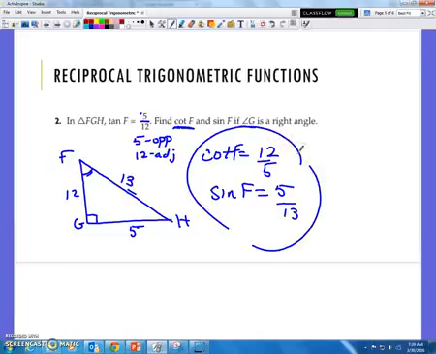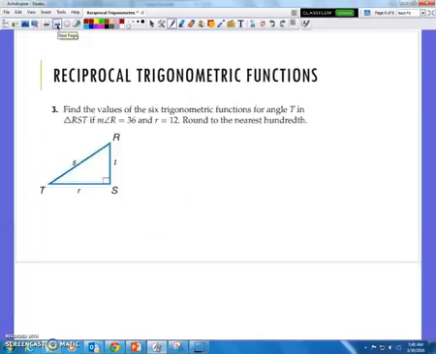So drawing a picture and visualizing are going to be important aspects of what we're doing today. Again, I knew where the 5 and the 12 and the 13 were according to the information given to me. It says the tangent of F is this ratio. That tells me the top number is the opposite and the bottom number is the adjacent side. Okay? Let's take a look at one more here.